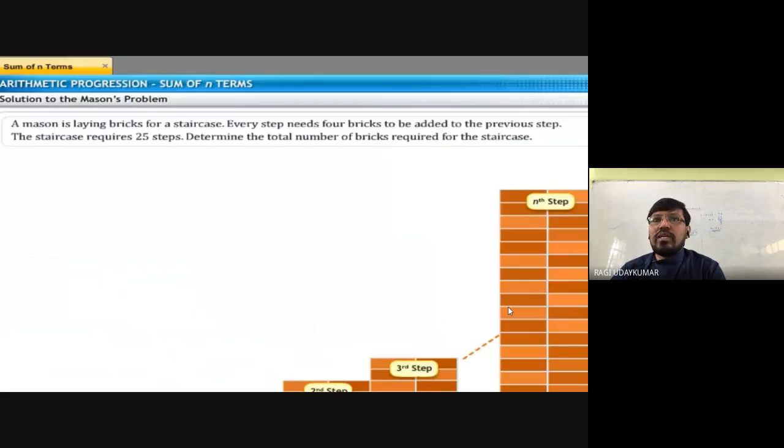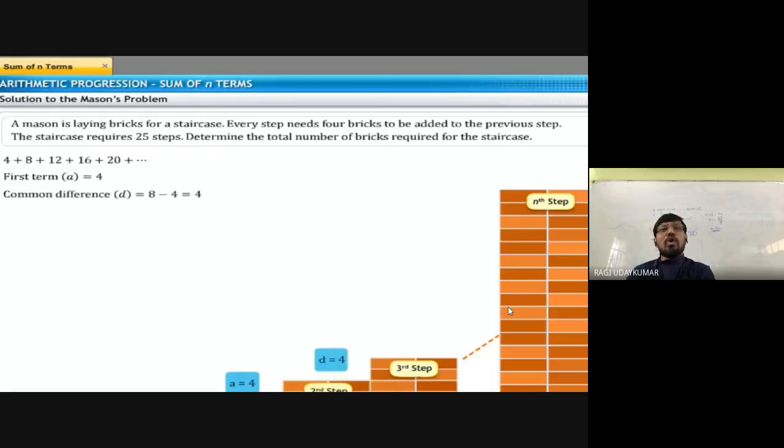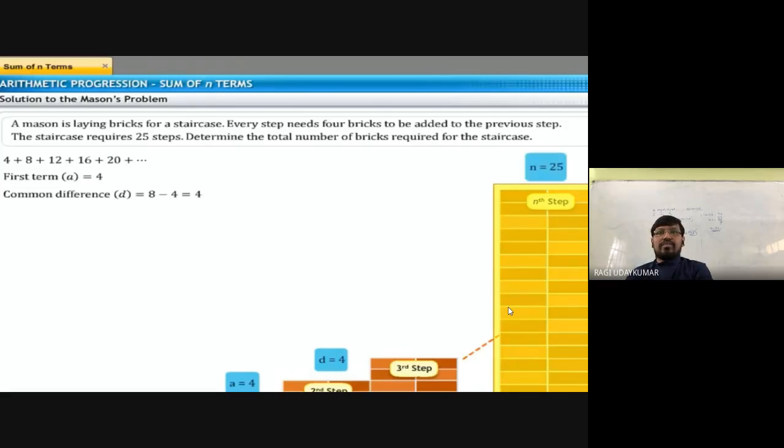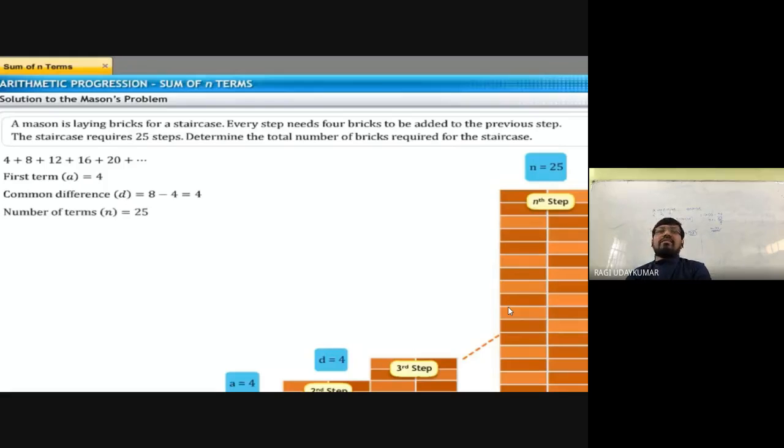Now, the same mason, whatever he is calculating, he is building staircases and every step needs 4 more bricks than the previous step. So if he continues, first step 4, second step 8, third step 12, and he continues. So the first term is a equals 4, the common difference is 4, and there are 25 steps. So how many steps does he need? The number of terms is 25.